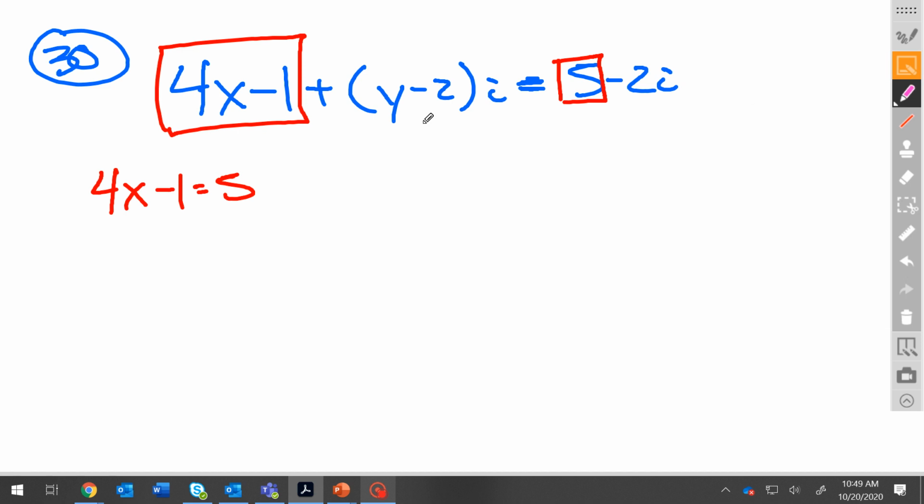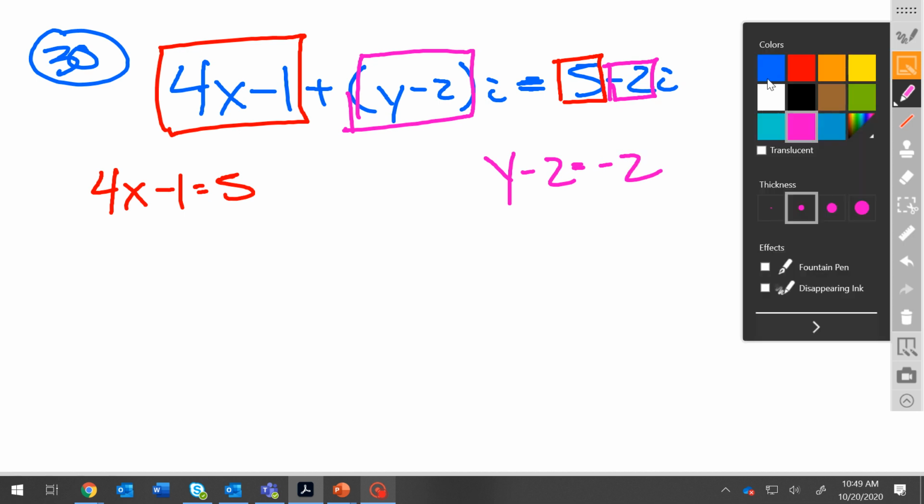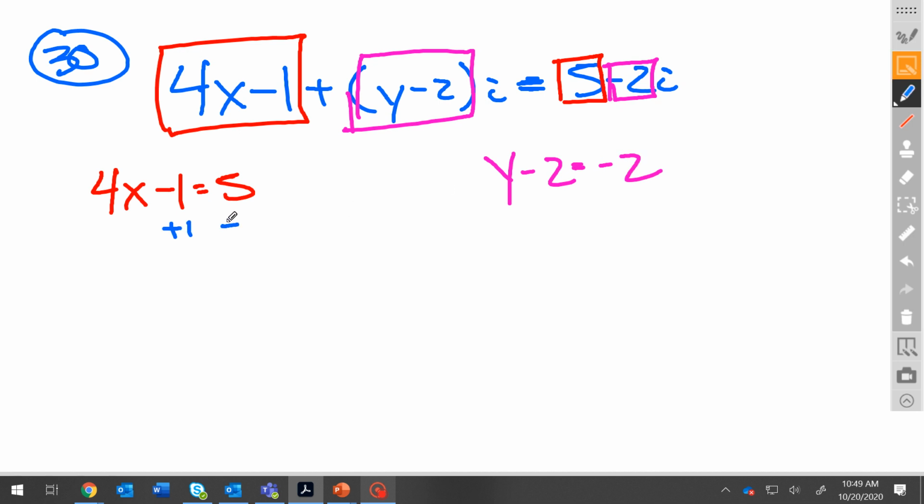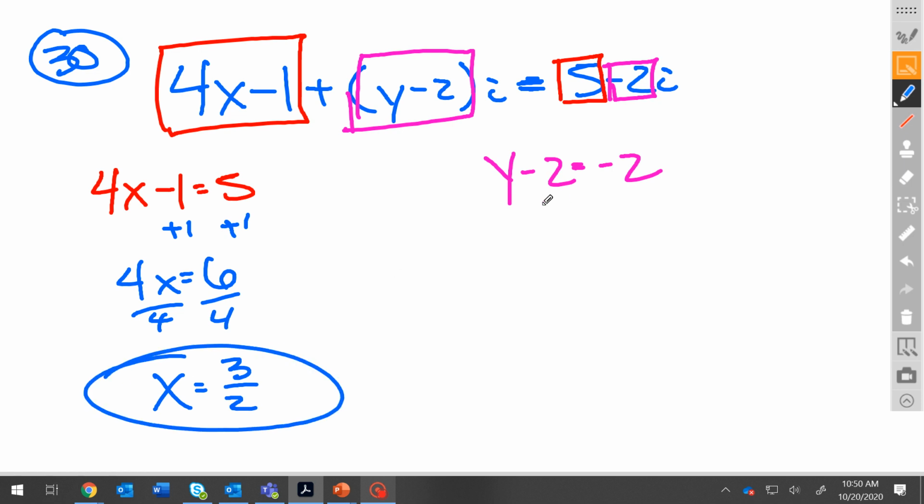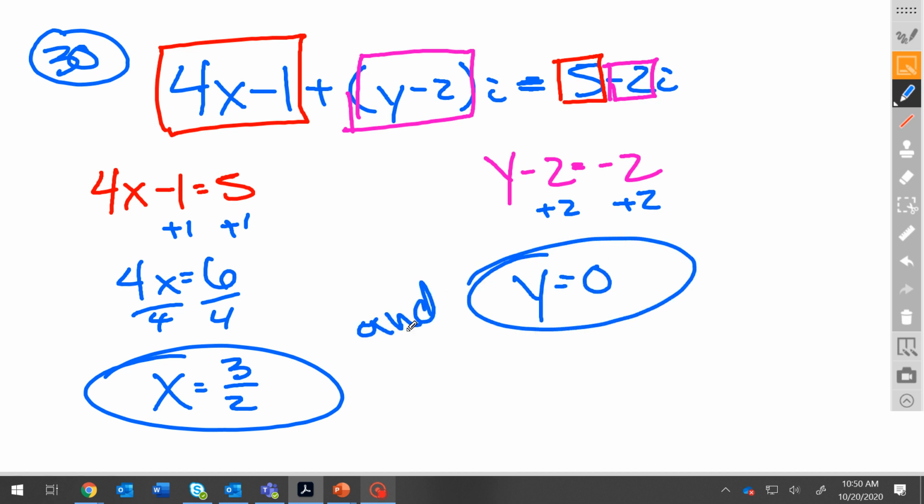For the imaginary part, y minus 2 is the coefficient of the imaginary part, and that needs to be equal to the coefficient of the imaginary part over here, which is negative 2. So y minus 2 needs to be equal to negative 2. We can solve these to figure out what x and y need to be equal to. Add 1, divide by 4. So x is equal to 3/2. And then y, add 2. y has to be 0. Using these values, the equation will be true.